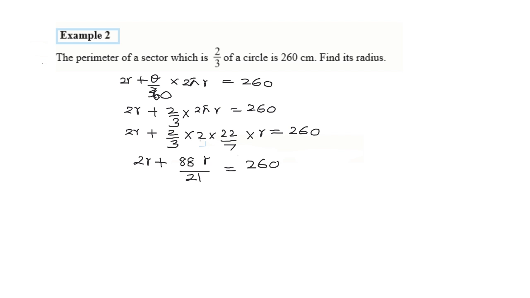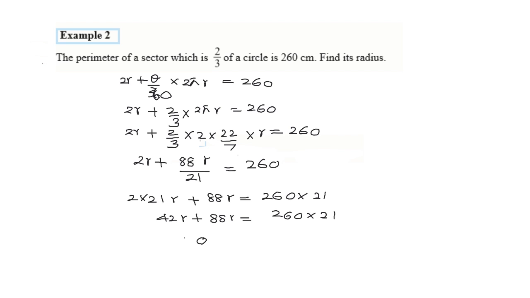So you have to make this equation linear. So when you multiply all terms by 21, it will be linear. So then 2 into 21 R plus 88 R, 21 will cancel, equal 260 into 21. Now 2 into 21, 42 R plus 88 R equal 260 into 21. Now you have to add 42 R and 88 R, which makes 130 R. 130 R equal 260 times 21. Now to make R the subject, you have to divide both sides by 130.